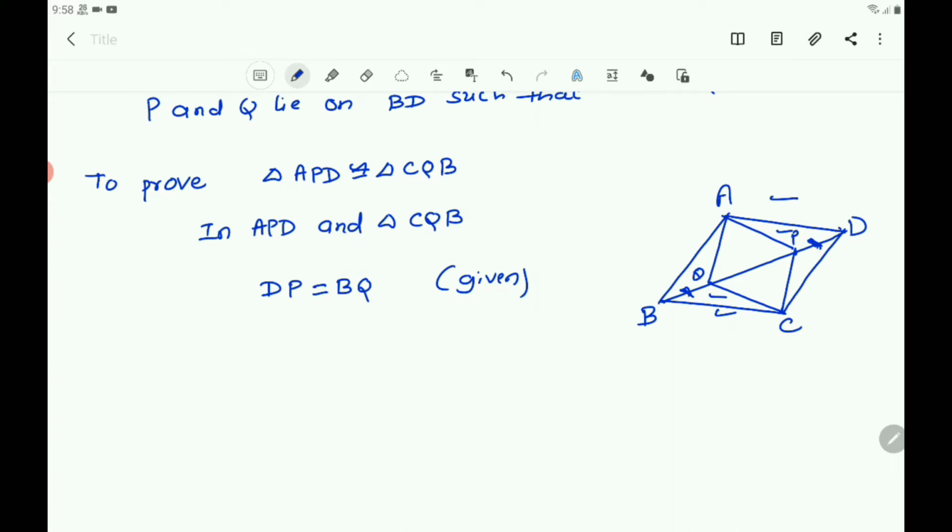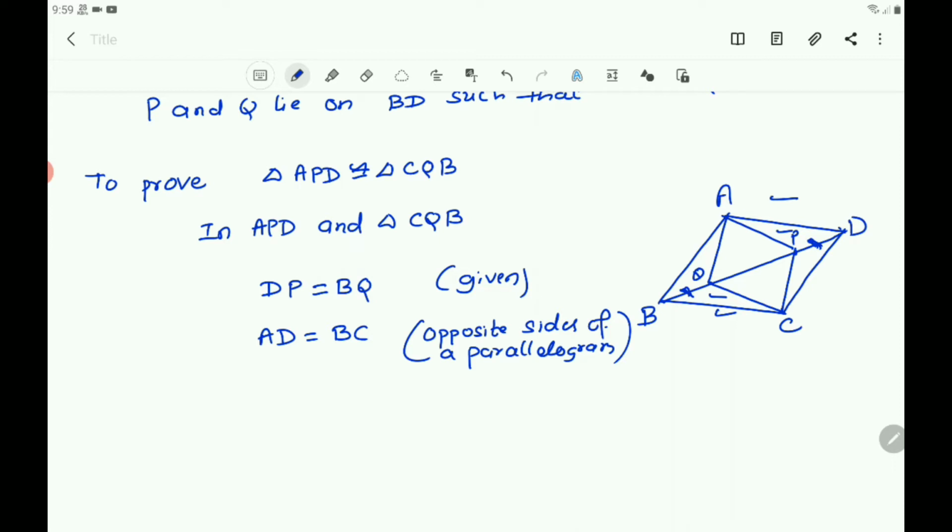Next, you know that the opposite sides of a parallelogram are equal. So you write AD equals BC. That is opposite sides of a parallelogram. Right? AD equals BC. Reason you can write here, opposite sides of a parallelogram. You got two sides.